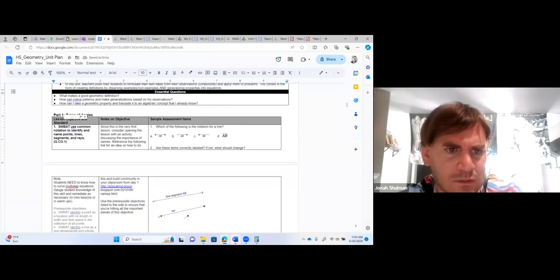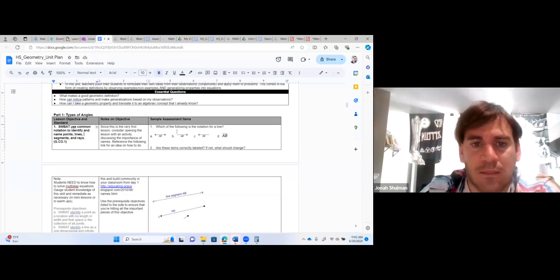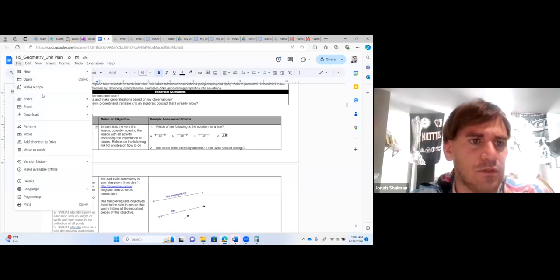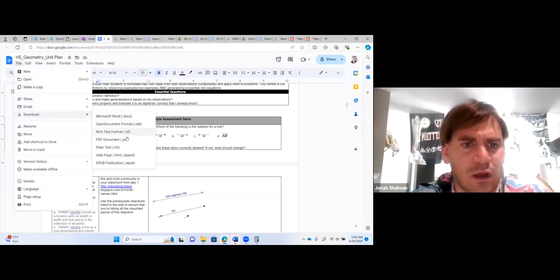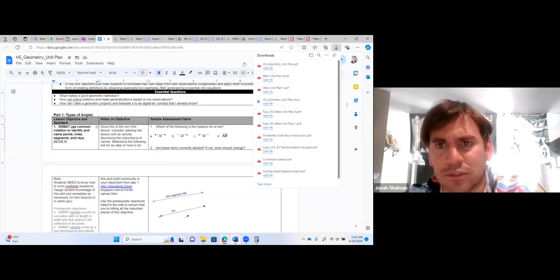Now, the way that they're doing this is that they're actually going to have the sample ones within the objectives, which is totally fine. So which one's the notation for a line? This one's a line. I'll download it so I can write on it. Notation is really important with geometry.